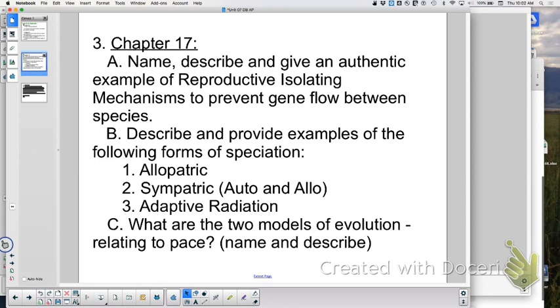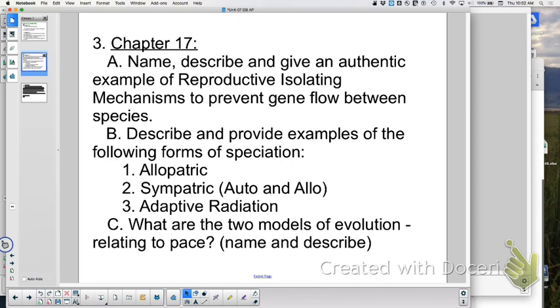B. Describe and provide examples of the following forms of speciation. Allopatric. Give me one word. Barrier. That was what I was thinking about. Yeah, that's two words. But barrier. And that barrier is going to be something like a geographical barrier. It's going to be something that separates the two of you. And you have your own selection pressures, your own initial gene frequencies, right? Your own mutations. So over time, when you're rejoined together, you no longer want to interbreed. That is the most common form of speciation.